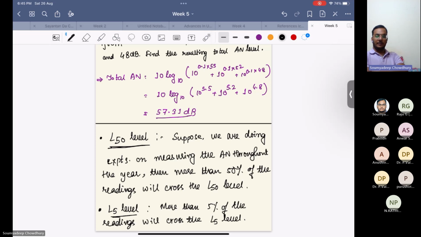First one is the L50 level. The L50 level is, once we get all the readings throughout the year, we see which value of audible noise, or which reading, is crossed by more than 50% of the readings. That is, suppose we have 10 readings and more than 50% of the time, that is more than 5 times, my audible noise is greater than say 8 dB. So my 8 dB is the L50 level. And the L5 level is the same thing: the reading which has been crossed by more than 5% of the total readings. That will be my L5 level. Is it clear?